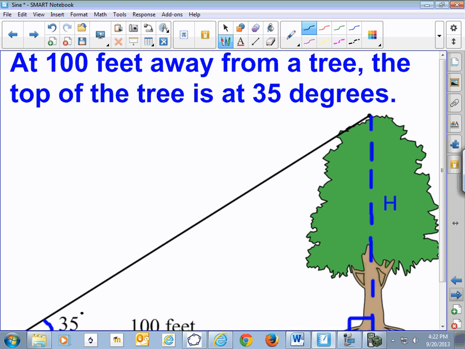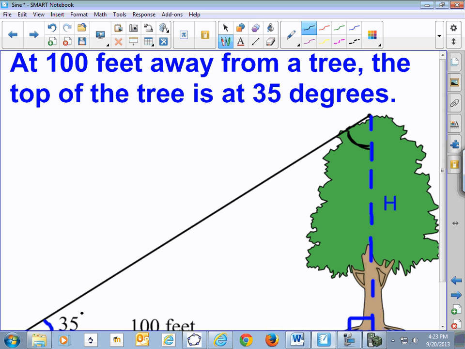Well, since sine is equal to the length of the side opposite over the hypotenuse, if we were to use the 35 degrees, we don't know the height or the hypotenuse, so that won't do us any good. We have to have an equation that only has one unknown. So let's find the other angle here.